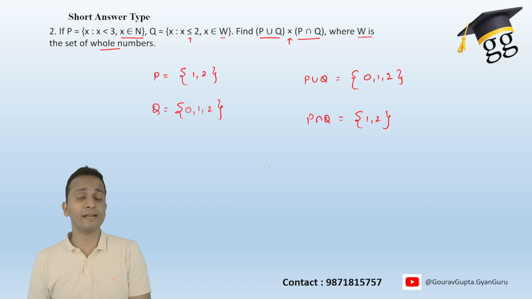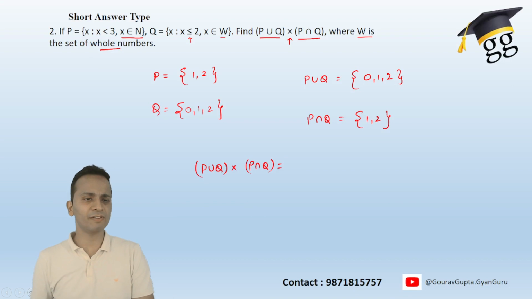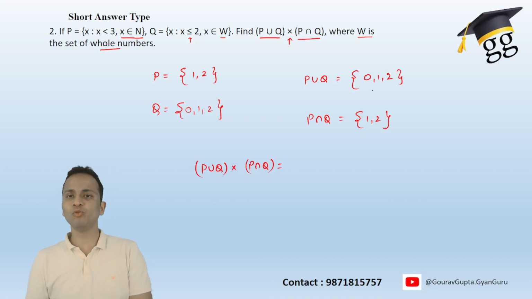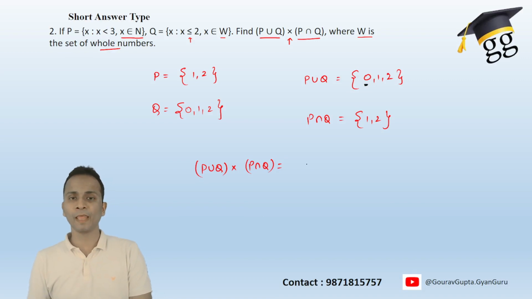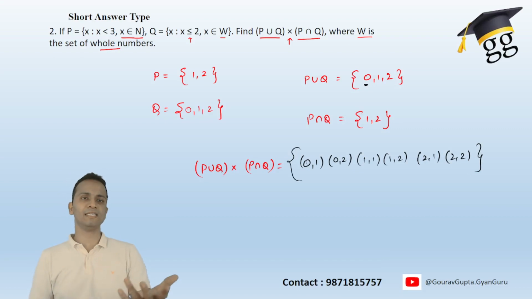Now we'll have to write their Cartesian product, that means P union Q multiplied by P intersection Q. We'll do it the same way we did the previous question. P union Q is the first set, so the first element 0 will be paired up with 1 and 2: 0 comma 1, 0 comma 2. Then 1 comma 1 and 1 comma 2. Then 2 comma 1 and 2 comma 2. So there will be 6 elements in this, and that is the answer. This is the Cartesian product. That is question number 2.